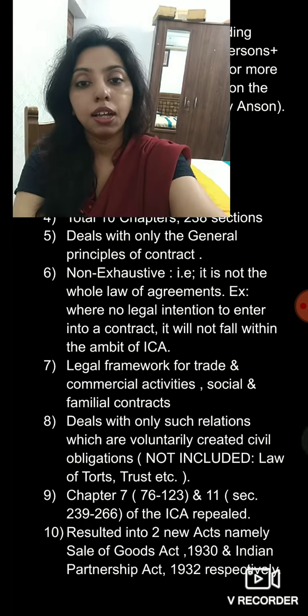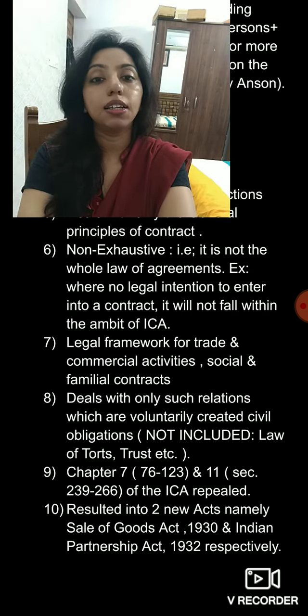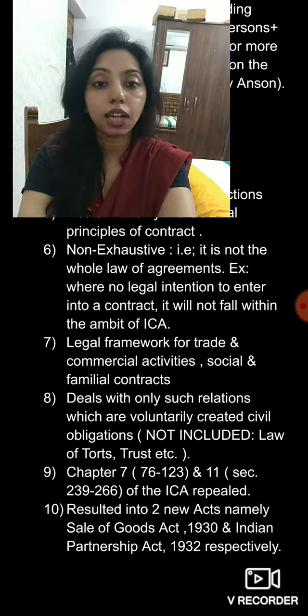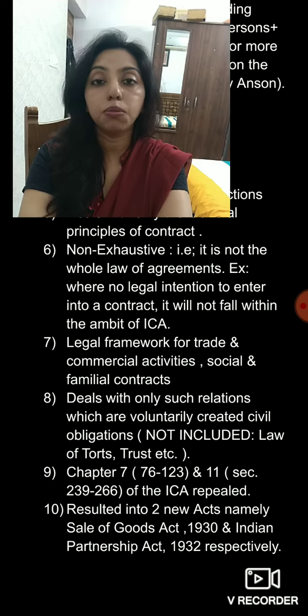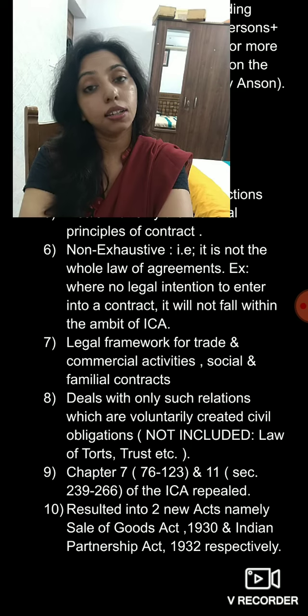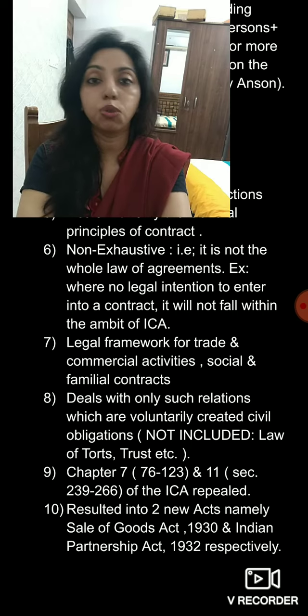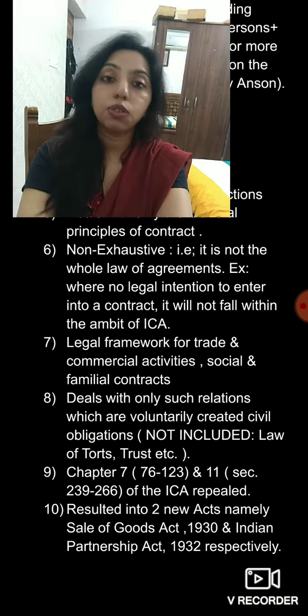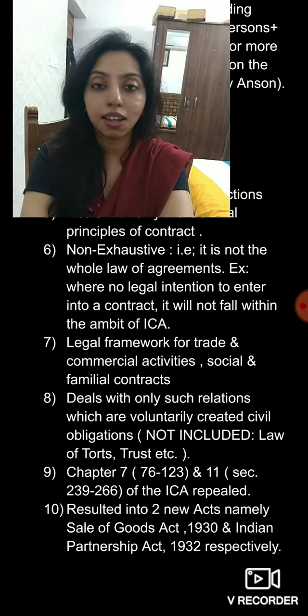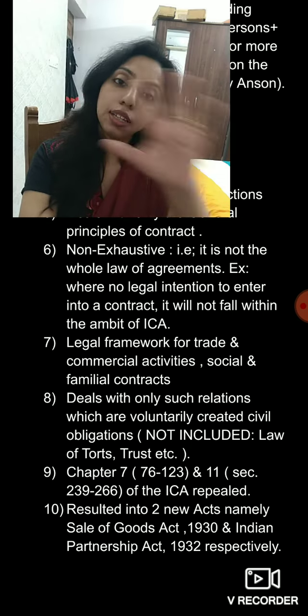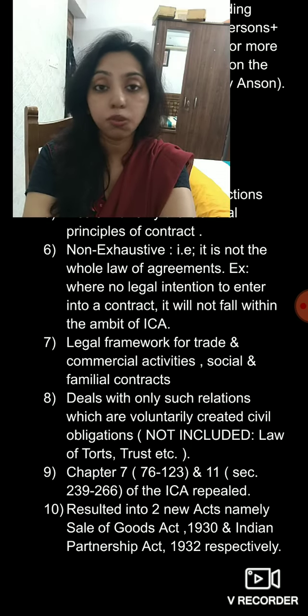relations. The Indian Contract Act is again a legal framework for trade and commercial activities, social and familial contracts. Now, familial contracts means, for example, you must have heard about the Muslim marriages. So, Muslim marriage is a contract. In those cases also, you must have heard about qubool and all those things. So, there has to be an offer, which has to be accepted and has to be again under some consideration. So, all the essentials of a valid contract have to be fulfilled in those cases as well.